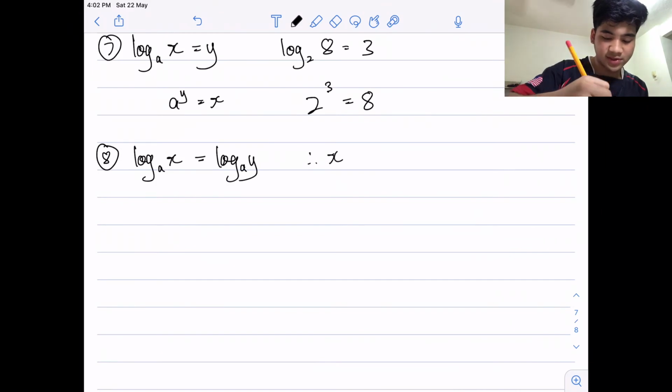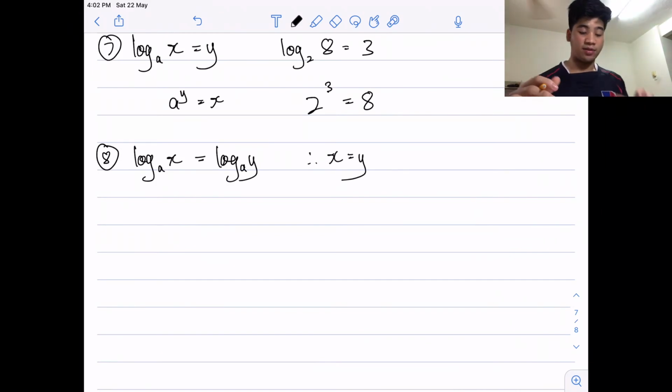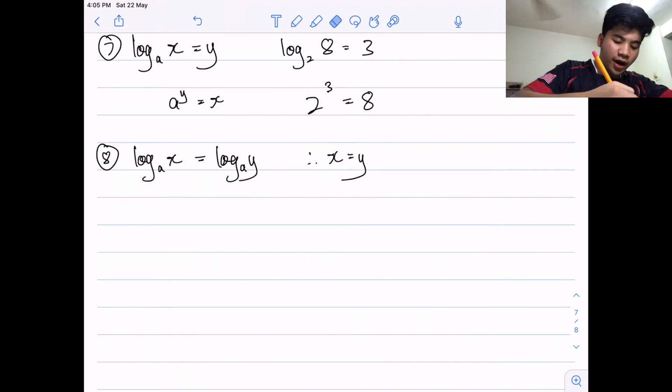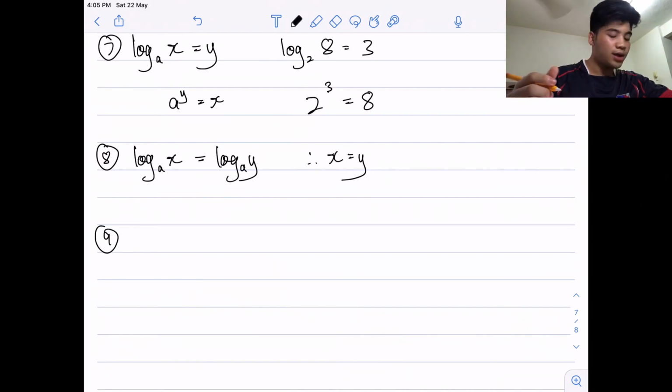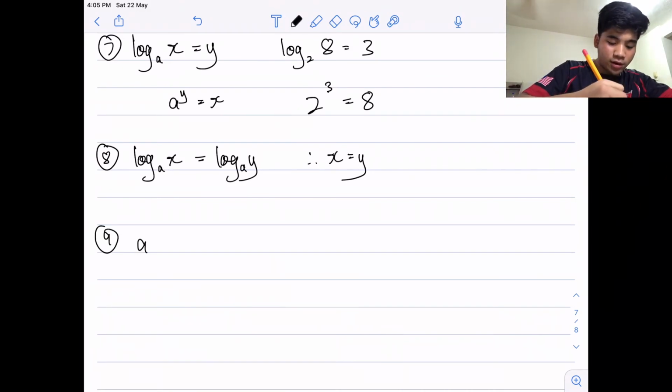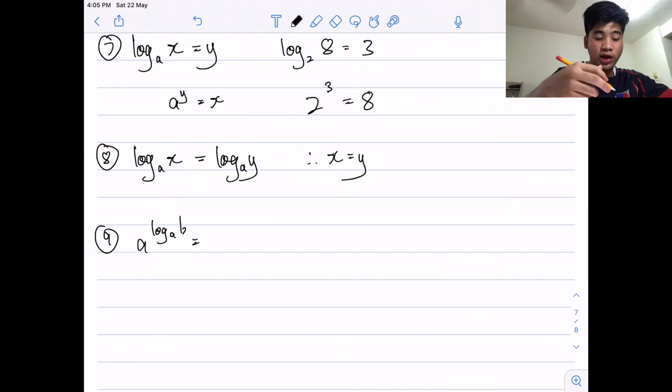Basically, therefore this means that x equals y, because if the bases are the same, the top numbers have to be the same also for them to be equal. Alright, now let's look into the ninth law. The ninth law: when a number is raised to the power of a log with the same base, the number being logged will equal itself.